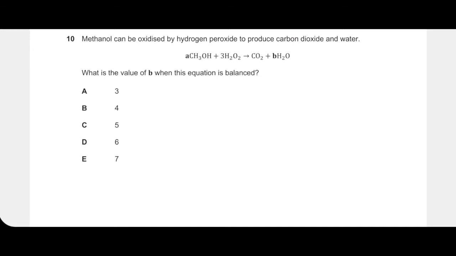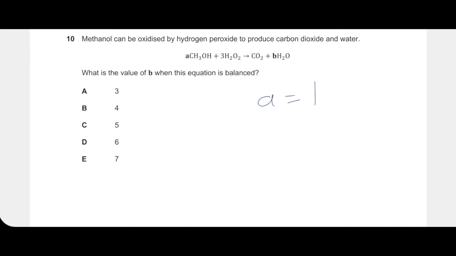So step number 1 is to work out what A is. In order to work out what A is, we need to understand what balancing an equation is. In order to balance an equation, there needs to be an equal number of each element's atoms on the left-hand side and on the right-hand side. So for example, if there's 5 carbons on the right-hand side, there has to be 5 carbons on the left-hand side. So armed with this knowledge, let's work out what A is. We know that there is 1 carbon on the right-hand side, for sure. Therefore, there can only be 1 carbon on the left-hand side. So therefore, A is equal to 1.